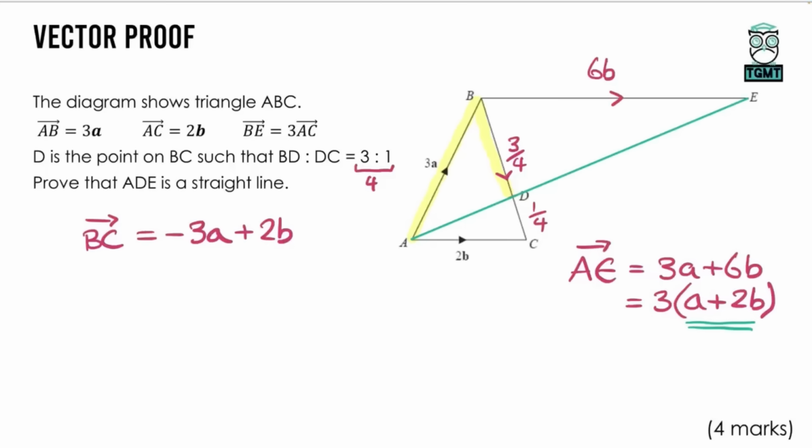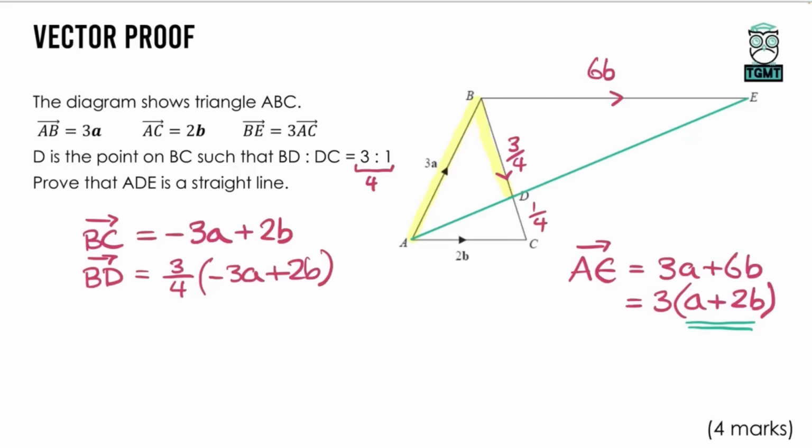So to get from B to D, which is 3/4 of the way down the line, if we had decided to go C to B, the other direction, I'd only be going 1/4 of the way up the line. So it does matter which direction we're going in. So B to D is 3/4 of this: minus 3A plus 2B.